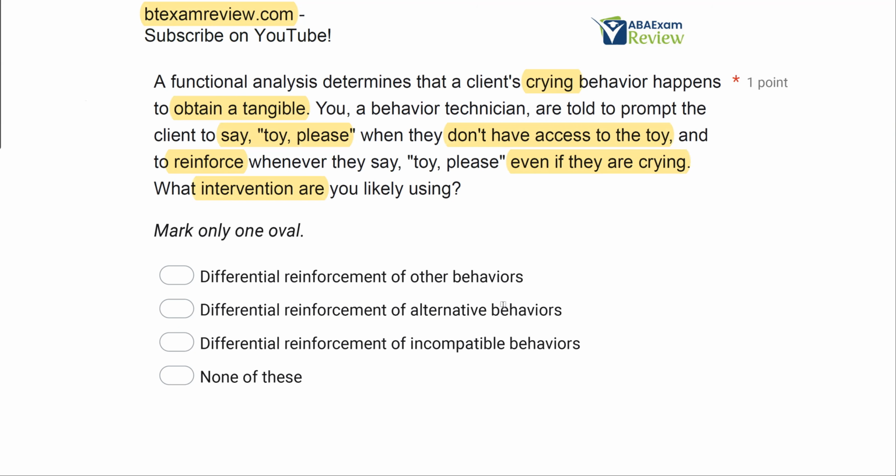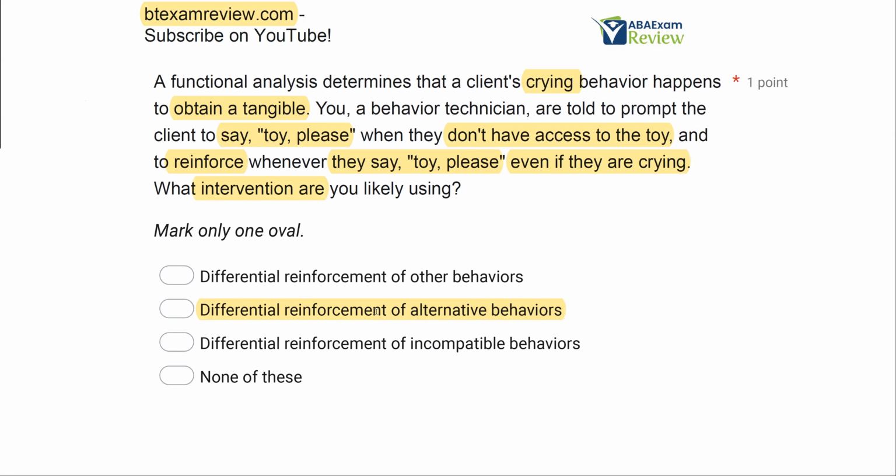That leaves you with alternative or incompatible. And those two are exactly alike, except with differential reinforcement of alternative behaviors, the replacement can happen at the same time as the old behavior. Incompatible, it can't. So you have to ask yourself, can my replacement behavior, toy please, happen while they're crying? And we know it can, because you have to reinforce the replacement even if they are crying. So you're not teaching an incompatible behavior, you're teaching an alternative behavior.